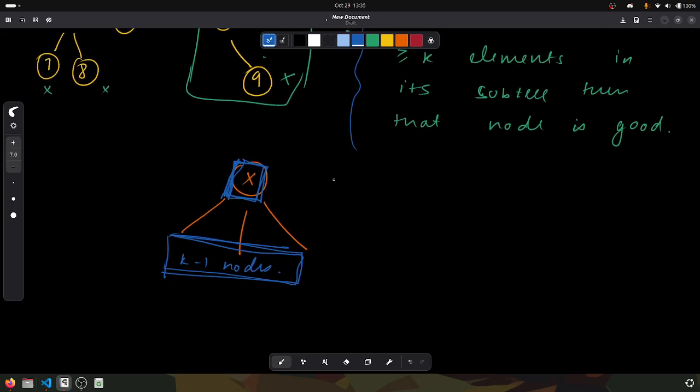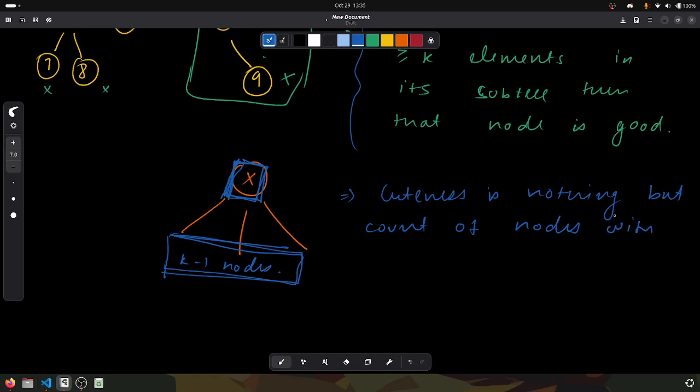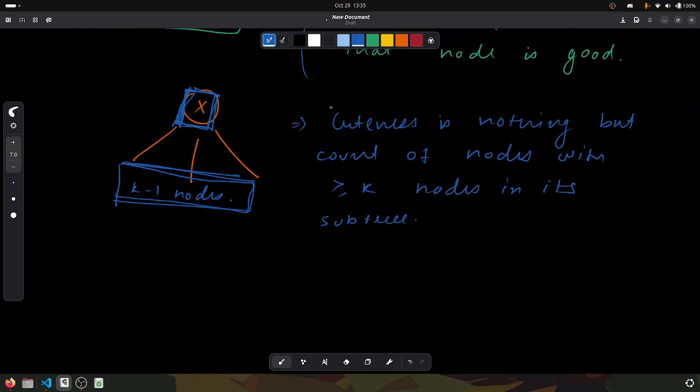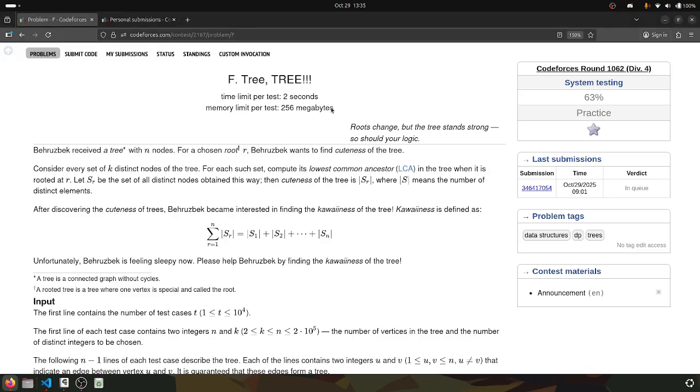So basically, cuteness is nothing but the count of nodes with greater than or equal to k nodes in its subtree. Right. So now that we know how to calculate the cuteness, let's see the test cases.